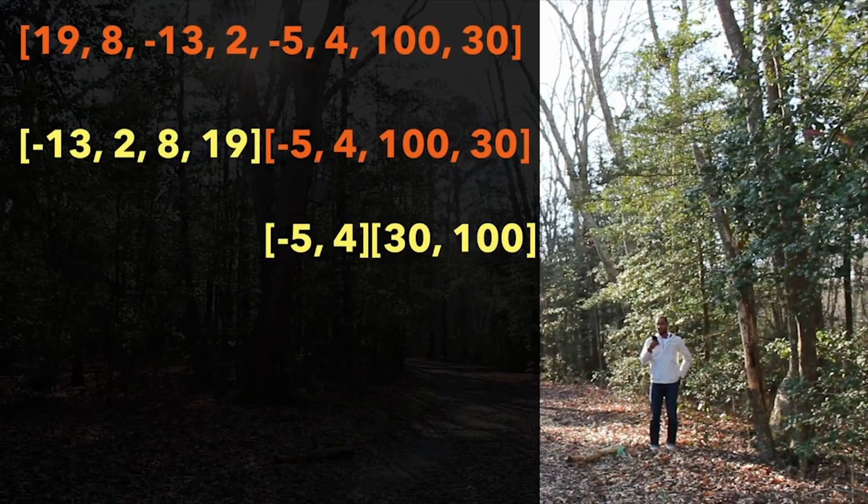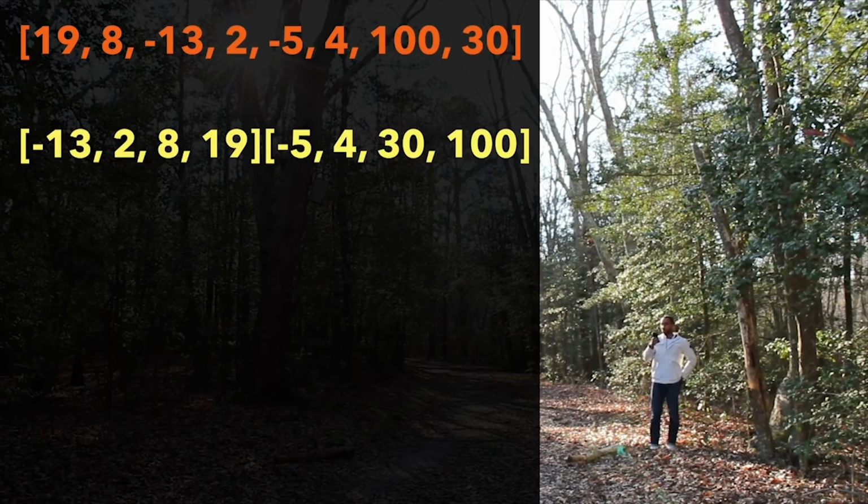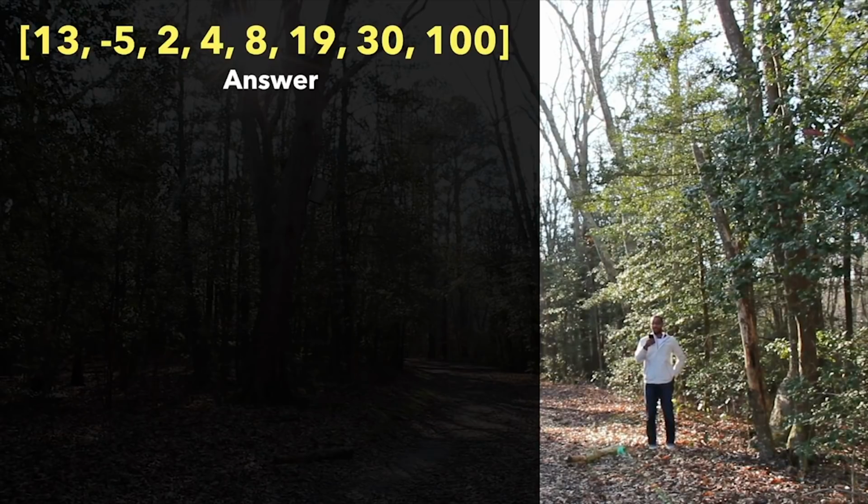And then next, we have the left portion and the right portion, which are sorted. And now we need to merge those into a sorted array. And then we get negative 5, 4, 30, and 100. And now we have the left sorted and the right sorted of the overarching call. So now we can merge them into our final result that we return as the answer. So negative 13, negative 5, 2, 4, 8, 19, 30, and 100.